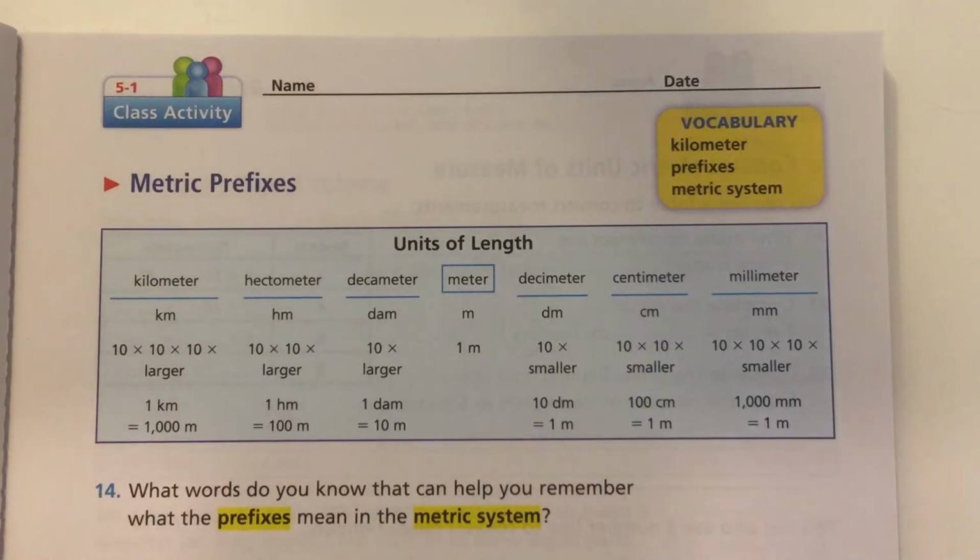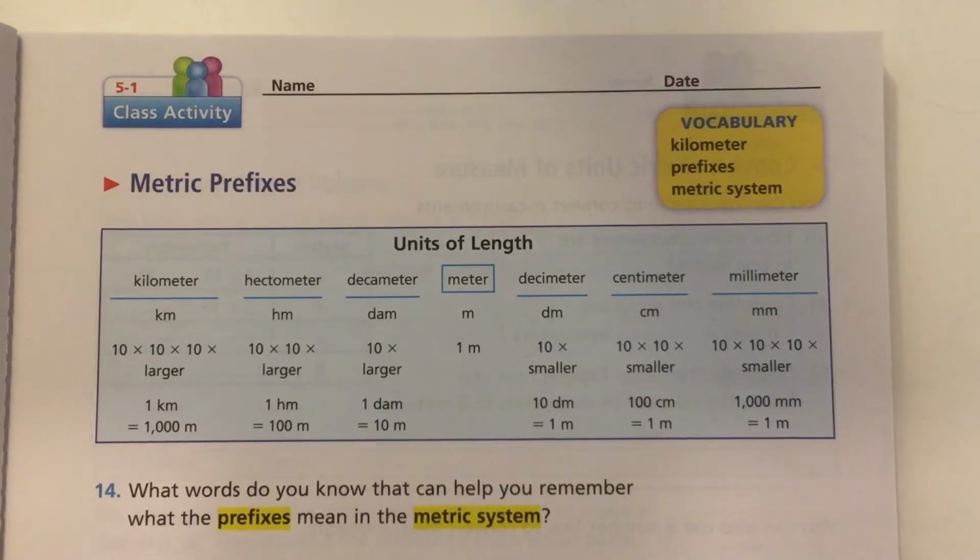Okay, so here we are on page 179 of your math book. We're still on lesson 1 of unit 5. It covers a lot of stuff, so I split it into 2 videos today, but you will need to watch both of the videos in order to complete your assignment on math expressions.